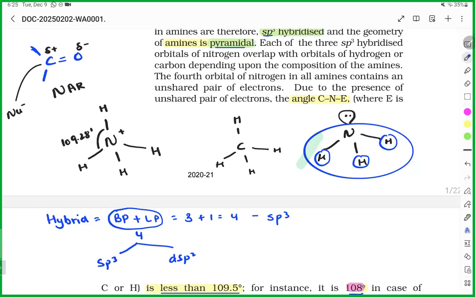Pratigya, what is the impact of the lone pair according to the VSEPR theory? VSEPR theory. What is the impact if you have a lone pair? Pratigya.